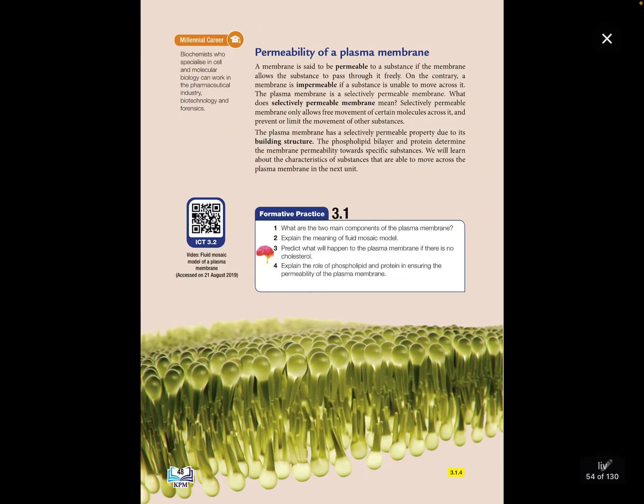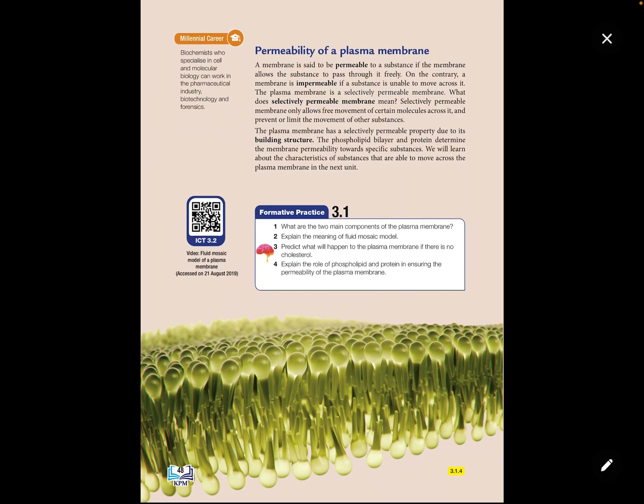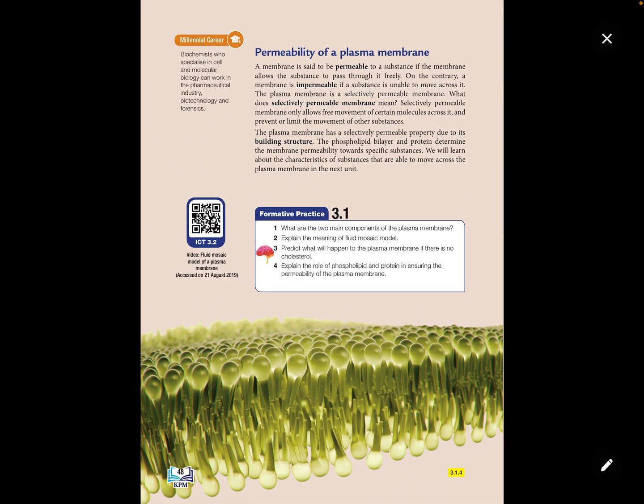So next is the permeability of the plasma membrane. Permeable means substances can move through it, pass through it, and the plasma membrane is selectively permeable. So what that means is it allows movement of certain molecules, but it restricts the movement of bigger substances or maybe specific substances.